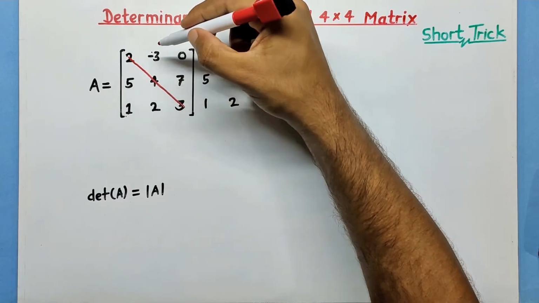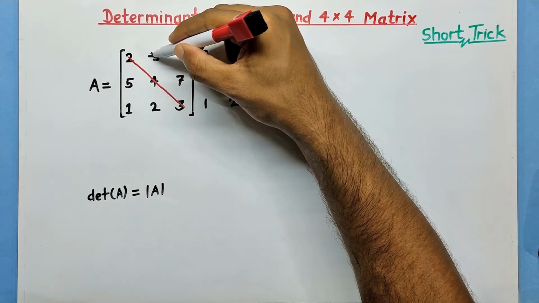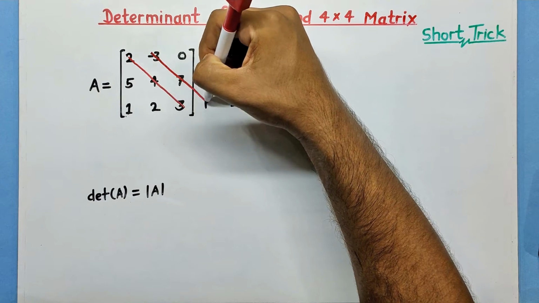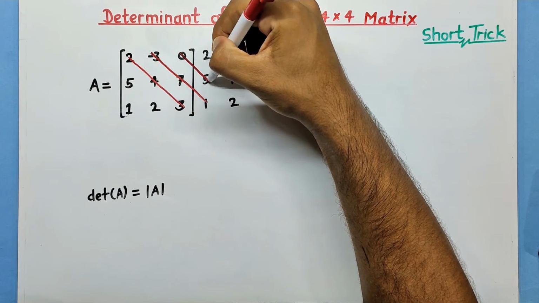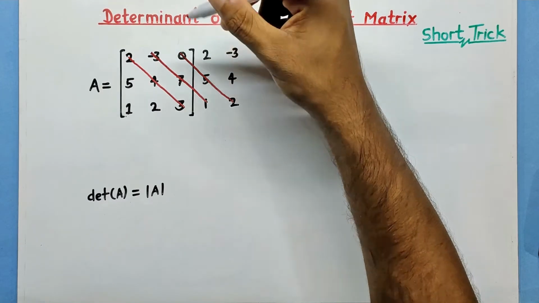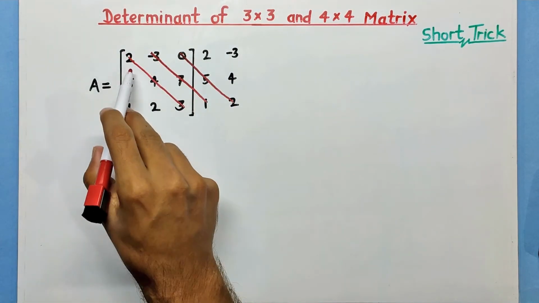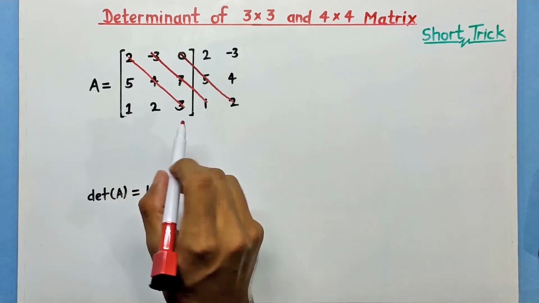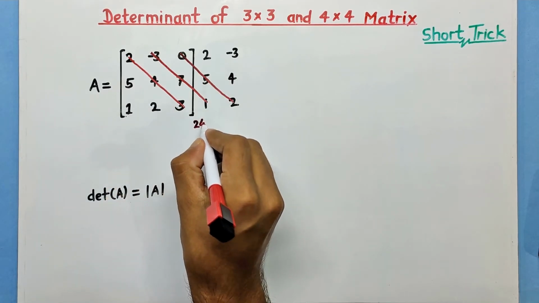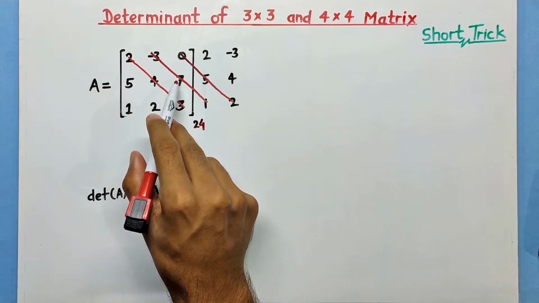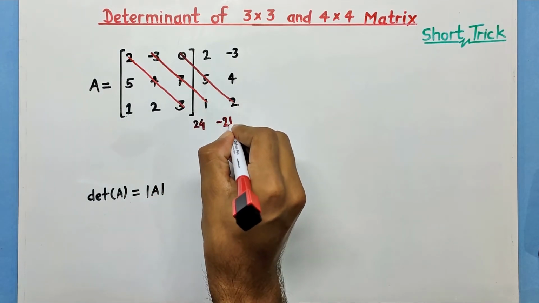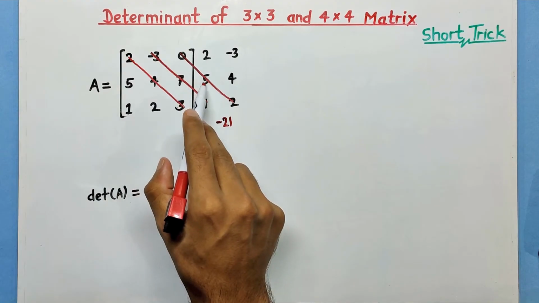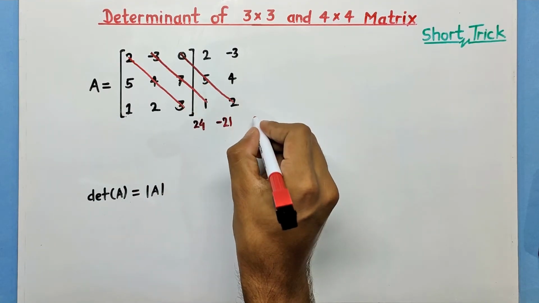Next we have to multiply the elements in the next diagonal that are -3, 7 and 1, and the elements in the next diagonal that are 0, 5 and 2. Let me write this multiplication here. So 2 4s are 8, 8 3s are 24, minus 3 times 7 that is -21 times 1 that will be minus of 21. Next we have 0 times 5 times 2 that will be 0.